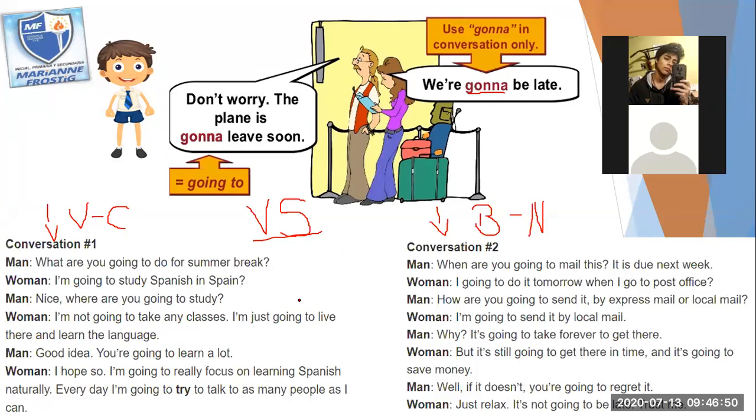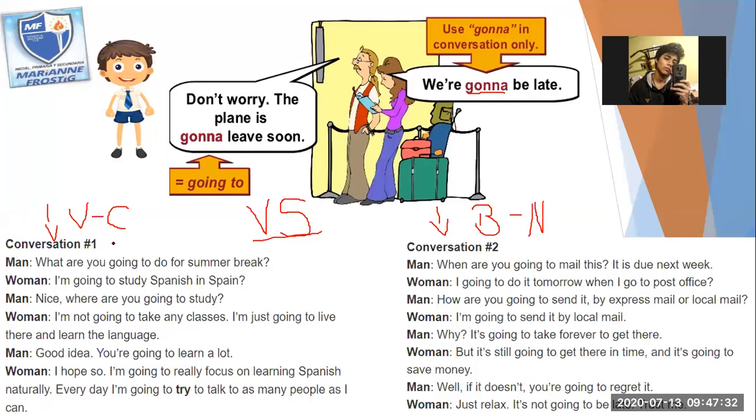What are you gonna do for summer break? I am going to study Spanish in Spain. Nice. Where are you gonna study? I am not going to take any classes. I am just going to live there and learn the language. Good idea. You're gonna learn a lot. I hope so. I'm going to really focus on learning Spanish naturally. Every day I am going to try to talk to as many people as I can.